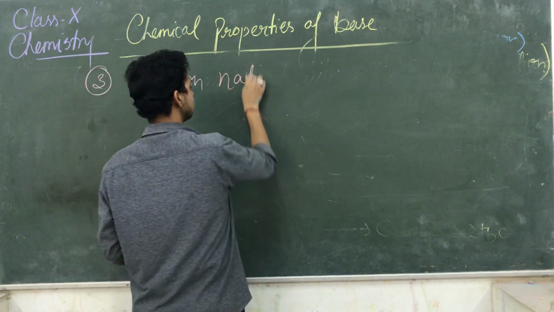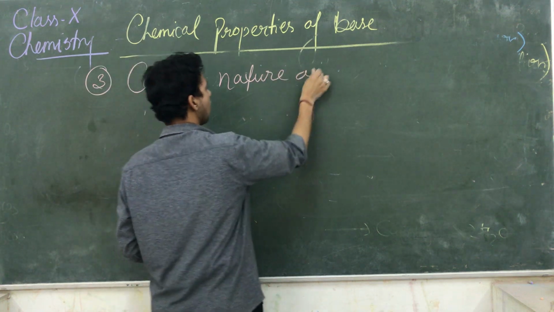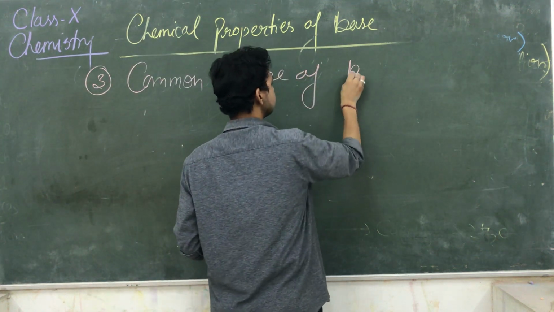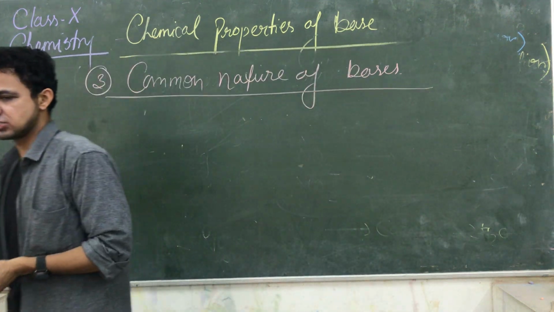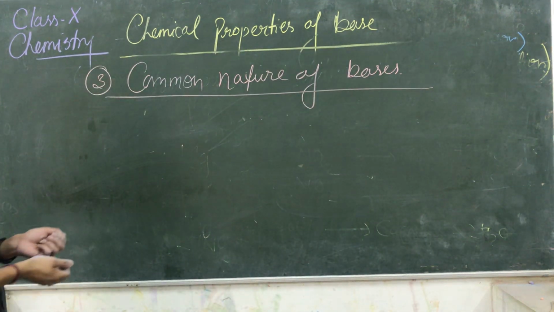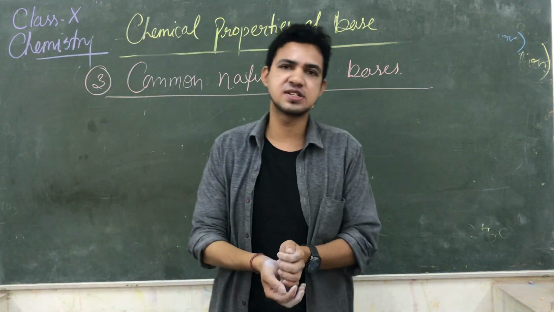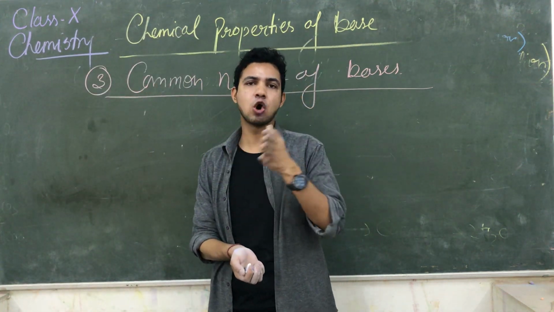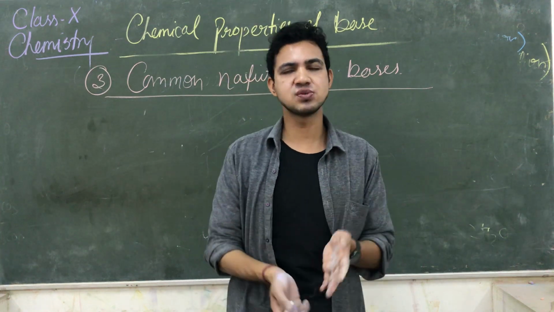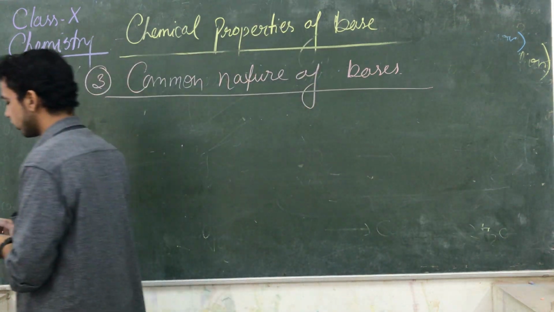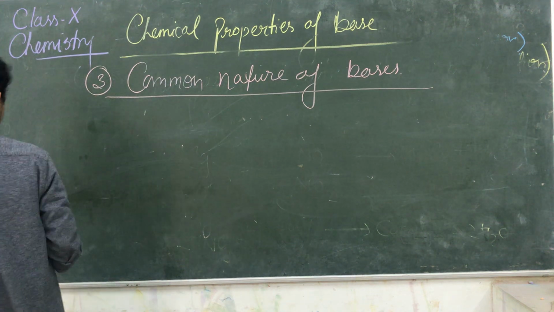Common nature of bases. Why are all bases common in nature, like acids? जैसे acid में question था, why are all the acids common in nature? Because when all the acids are dissolved in water, they give you H positive ion. Same as when all bases are dissolved in water, they give you a hydroxide ion.